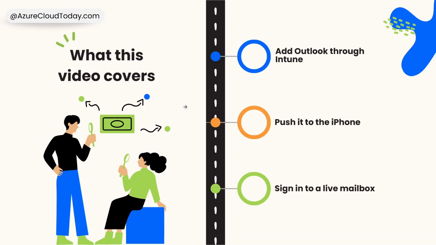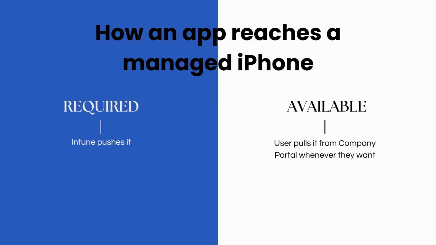Today, we would log into the Intune Admin Center, add Outlook application to Intune, then push it to the enrolled user who is using an iPhone. Once that is done, we would open Outlook and sign in with our licensed user, which is enduser@AzureCloudToday.live. Let's briefly understand how an app reaches a managed iPhone.